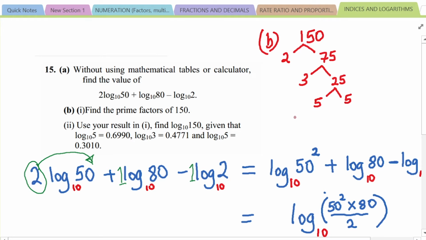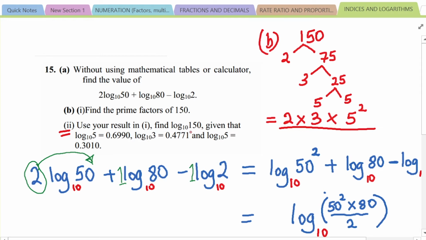So it means that the prime factors here are 2 times 3 times 5 squared, like that. You've expressed 150 as a product of its factors. So that's part B. Then part B Roman 2, they're asking us to use your result in 1 and 2 to find the log to base 10 of 150.